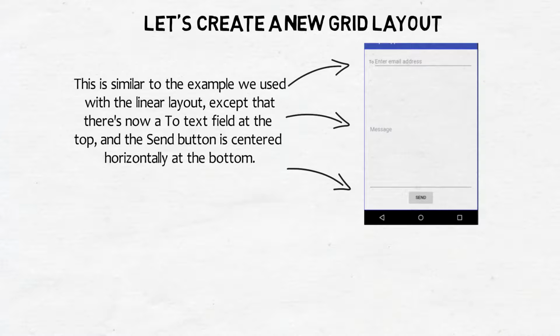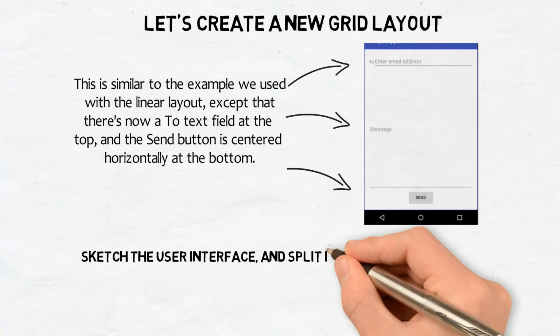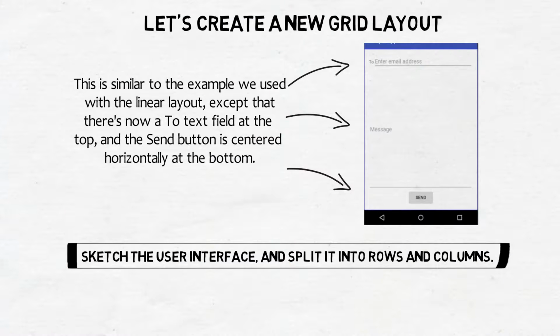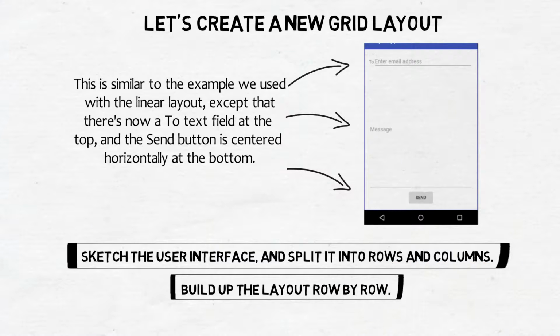Here's what we are going to do. Sketch the user interface and split it into rows and columns. This will make it easier for us to see how we should construct our layout. Build up the layout row by row.